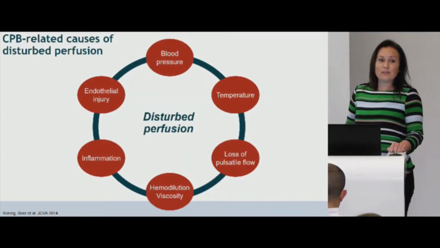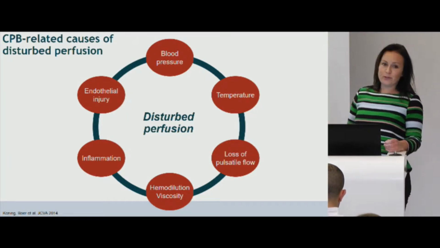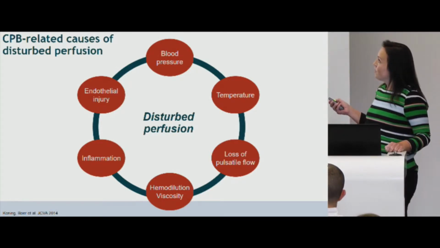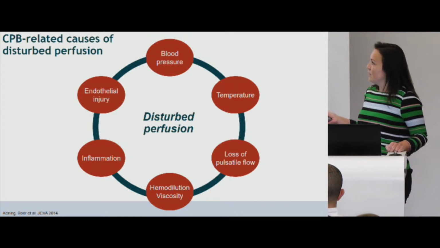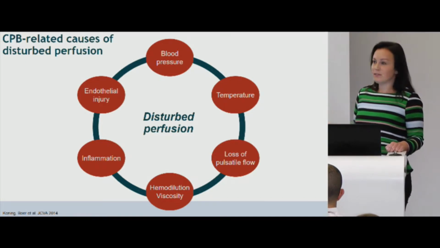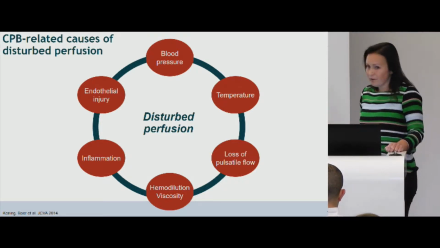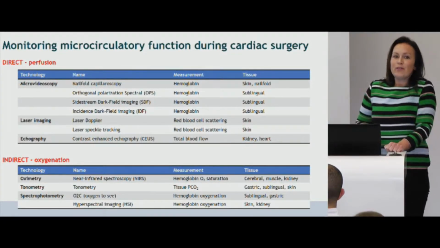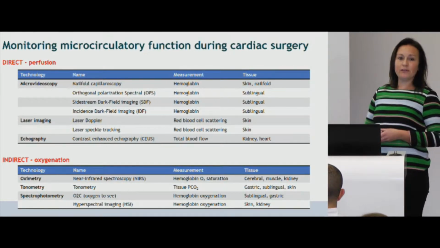If we dig into the literature, we already know that there are a lot of causes due to bypass that disturb microcirculatory perfusion. For example, hypotension, hypothermia, loss of pulsatility, hemodilution, and a decrease in viscosity. We have the systemic inflammatory response syndrome, and we have endothelial injury. They can all lead to disturbed microcirculatory perfusion. However, it's still difficult to monitor the microcirculation during cardiac surgery.